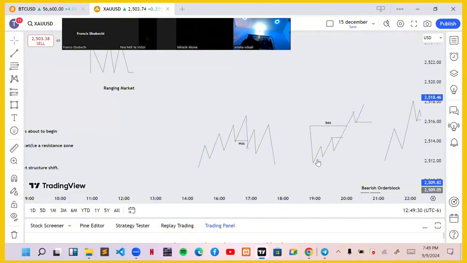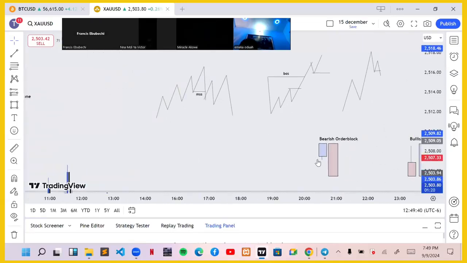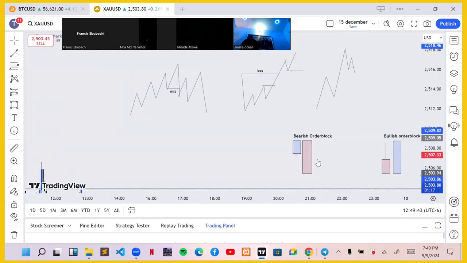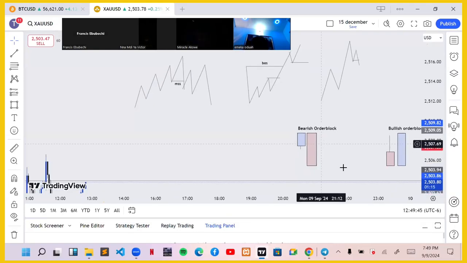Now, I've talked about what an order block is: a place in the market where there's a huge amount of limit orders waiting to be triggered. That's what an order block is. So, what is now a breaker block? A breaker block is a failed order block. What do I mean by that?